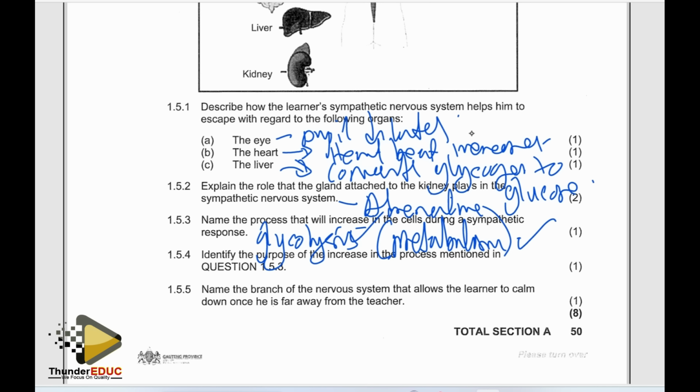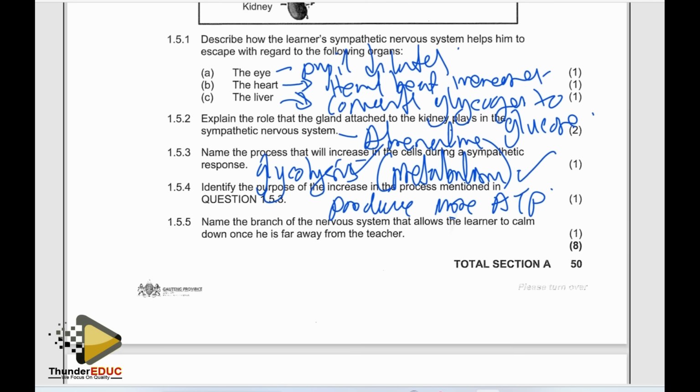Identify the purpose of the increase in the process mentioned above. It is just to produce more ATP. In this case, this word more is very, very important. So it's produce more ATP.